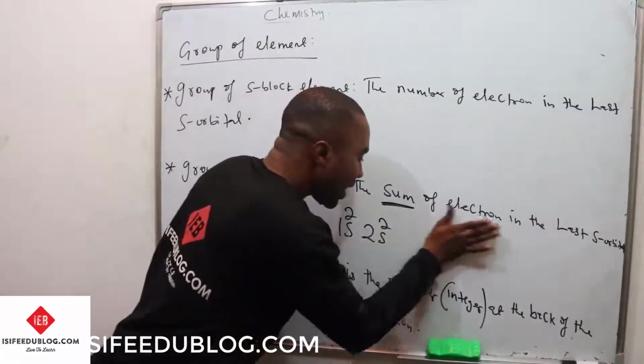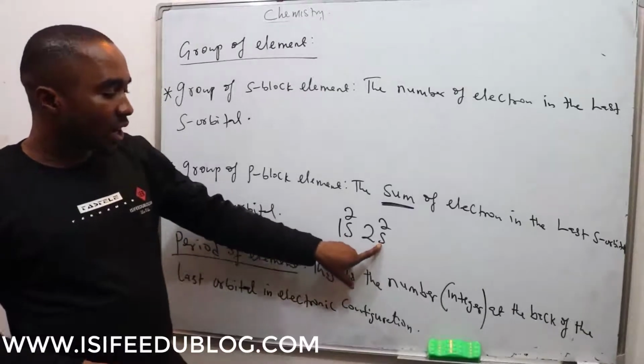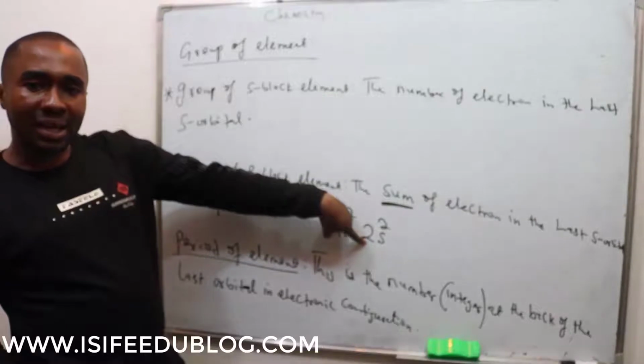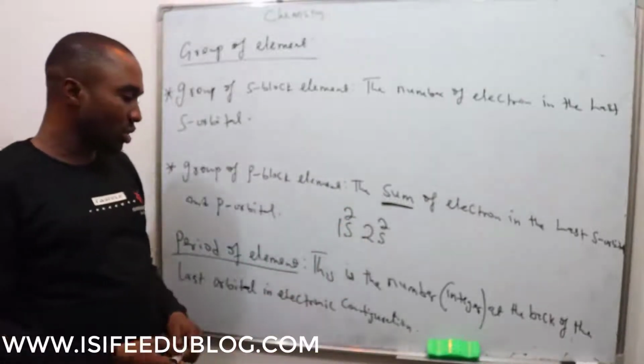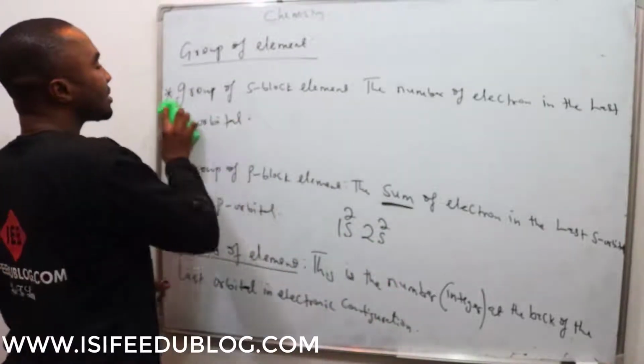So the period in this case is 2. If I have something like this, the electronic configuration ended with S, so this is an S block element, and the period becomes the number at the back of that last orbital there. So that is how to know the period of the element. Just a number, an integer at the back of the last orbital.